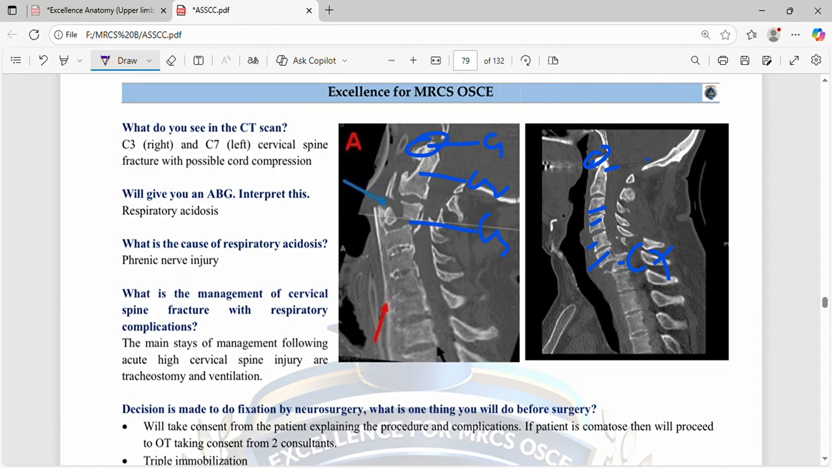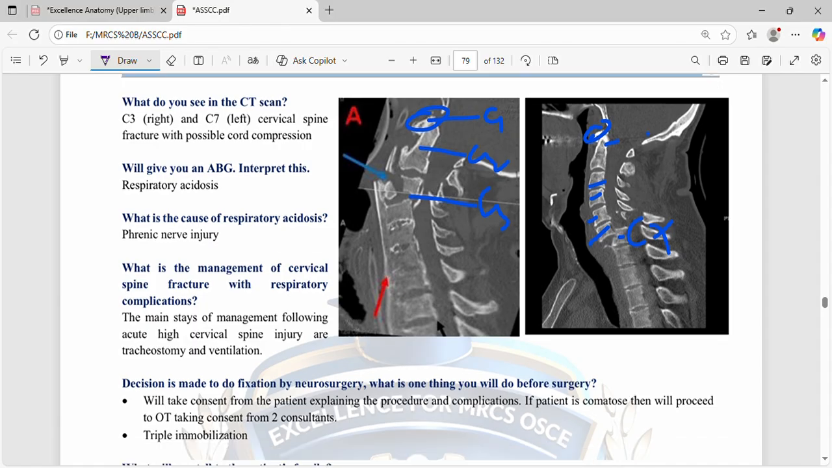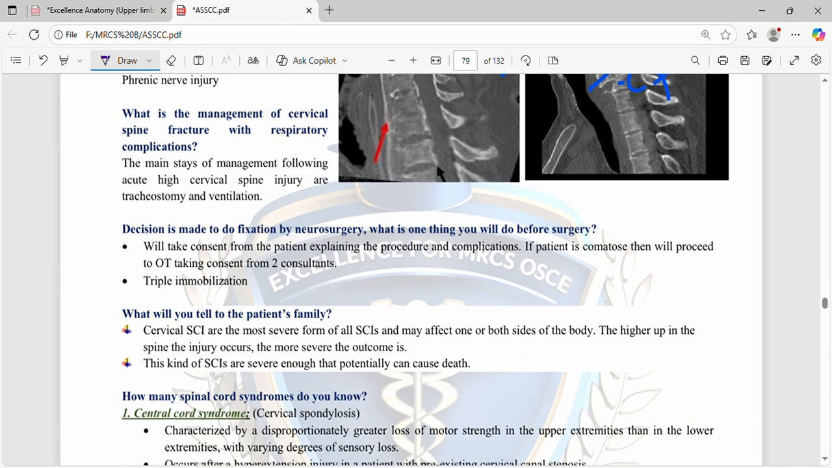What is the management of cervical spine fracture with respiratory complications? The mainstays of management following acute high cervical spine injury are tracheostomy and ventilation. What to do after tracheostomy and ventilation? A decision is made to do fixation by neurosurgery.